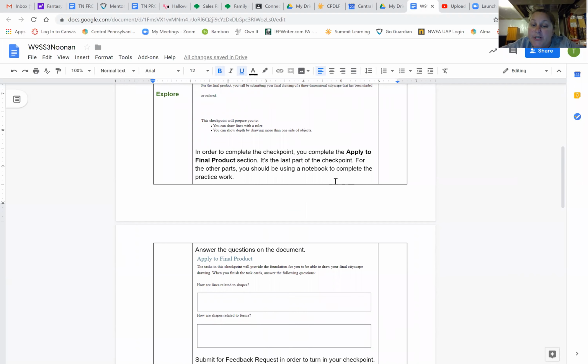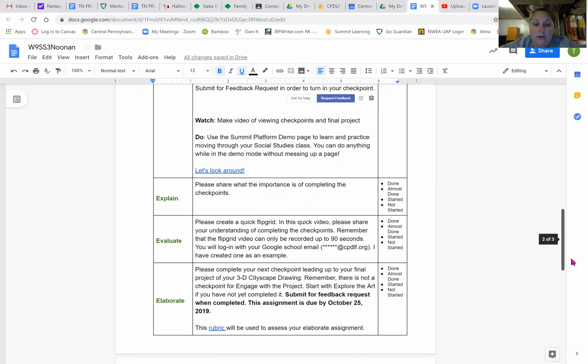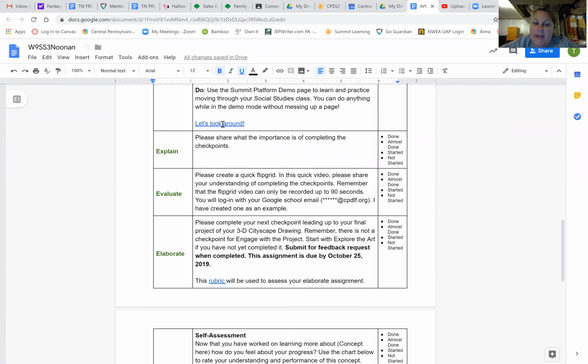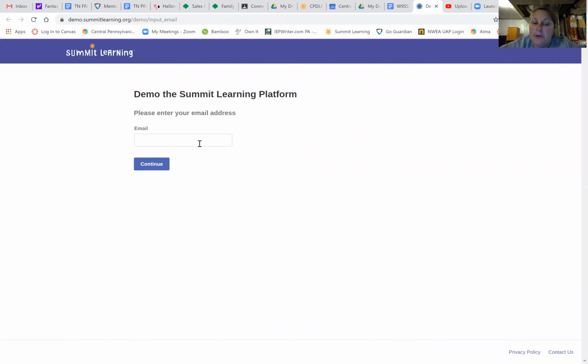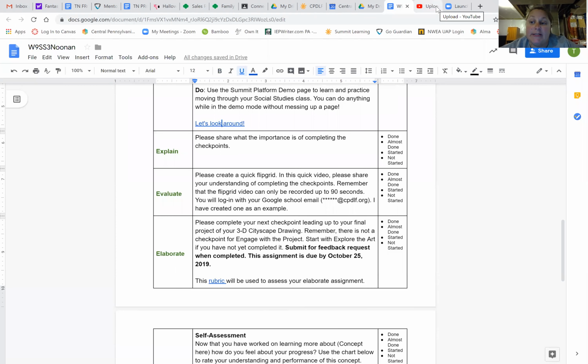Then, in order to complete the checkpoint, you need to complete the apply to final project. It is usually some questions that look like this, and then you'll submit for feedback, which is that button up in the right-hand corner. Here is the demo page. Some of you may have had the opportunity to put your email in there and continue. Then you can pick a student and look at their pages to give you more information and more help in getting around Summit Learning.